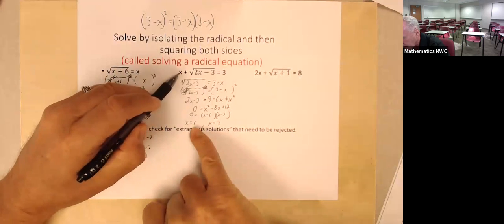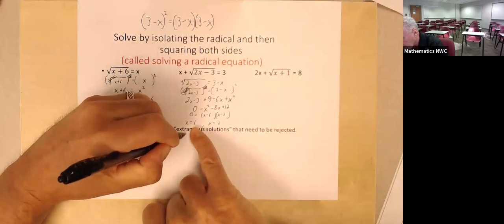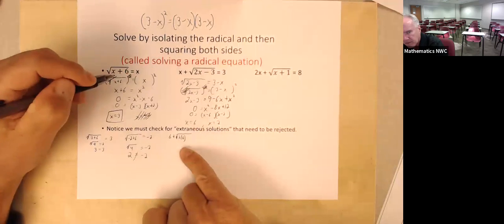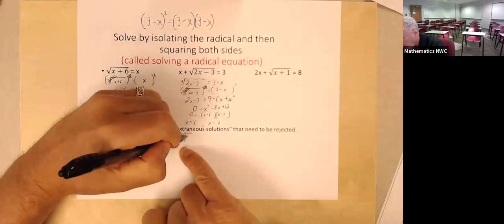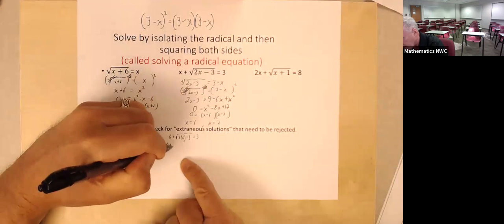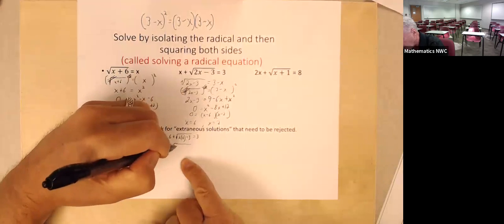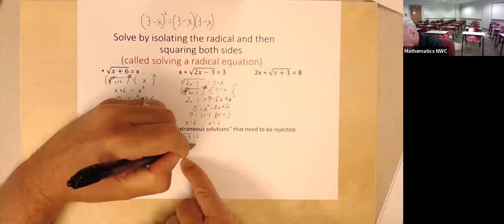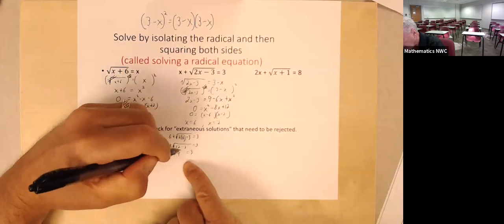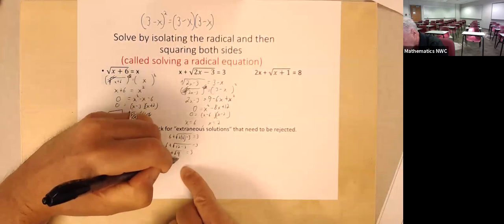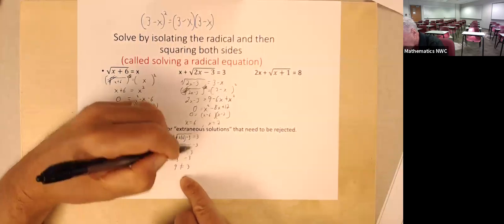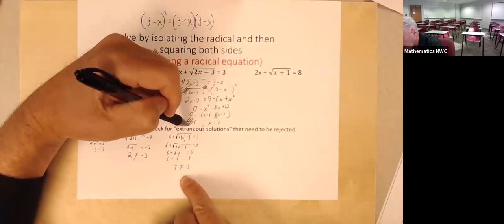This would be 6 right in here, plus the square root of 2 times 6, minus 3 is equal to 3. Let's check that out. 6 plus the square root of 12 minus 3. 6 plus the square root of 9. Square root of 9, it's a positive principal root there. Notice it does not check out. So the 6 is an extraneous root.